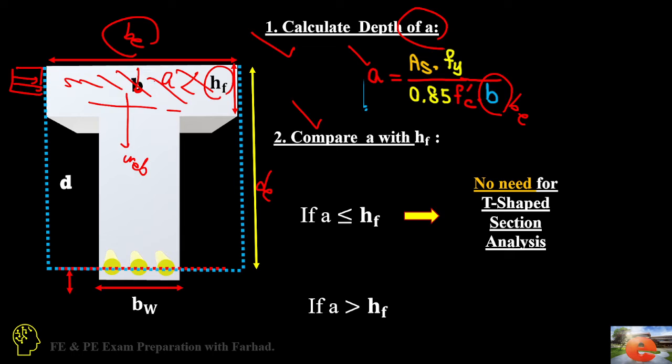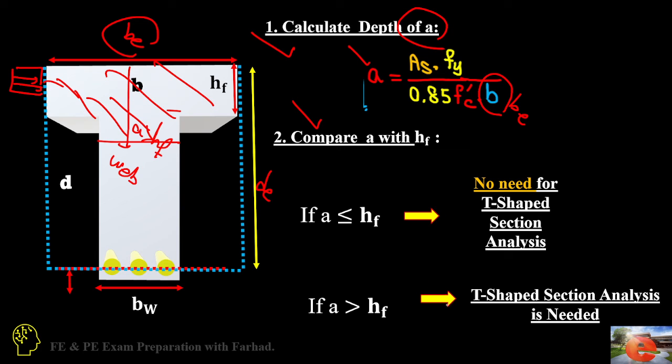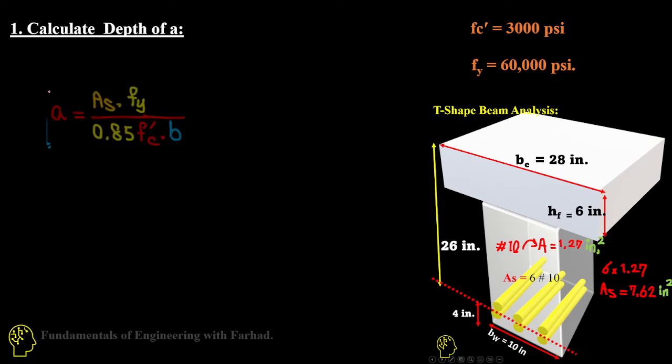But if a is bigger than the height of flange, we have already entered the domain of the web. So definitely we do need an analysis based on a T-shaped section. Let's see what our case is here.